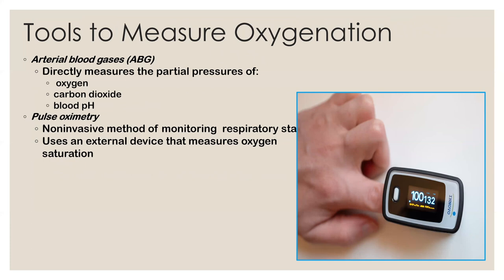Tools used to measure oxygenation. So there's something called an ABG, or an arterial blood gas. This is going to be the most accurate way to measure oxygenation, because it directly measures the partial pressures of oxygen, carbon dioxide, and it measures the blood pH. Okay. With an arterial blood gas, though, it's very invasive. So an artery is actually punctured, not a vein, an artery. So the same area in which you feel the pulse is punctured, and then a blood sample is taken from there. And that's how we get actual oxygenation.